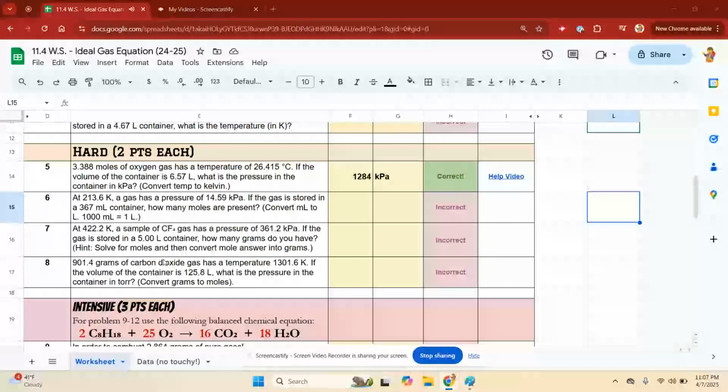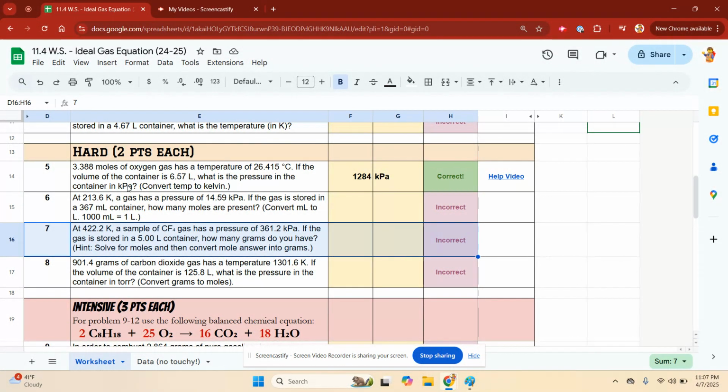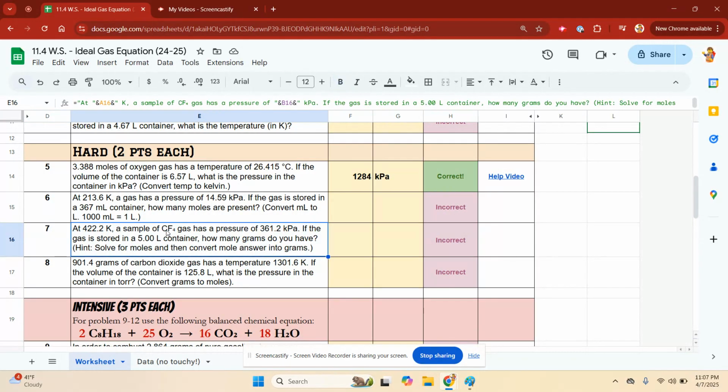All right, folks, on to problem number 7 from the ideal gas equation homework. Let's get to it. At 422.2 Kelvin, a sample of carbon tetrafluoride gas has a pressure of 361.2 kilopascals. If the gas is stored in a 5-liter container, how many grams of gas do you have?